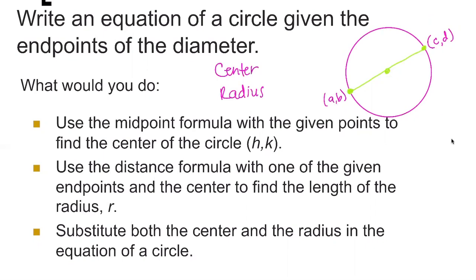So the first thing we're going to do is go back and use those formulas at the very beginning. We're going to use our midpoint formula with the given points to find the center. So we're going to find the midpoint between these 2 points, and the midpoint would be the center of my circle. That would be my (h, k).